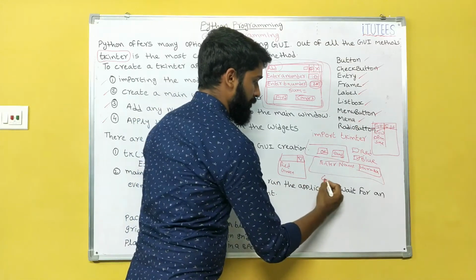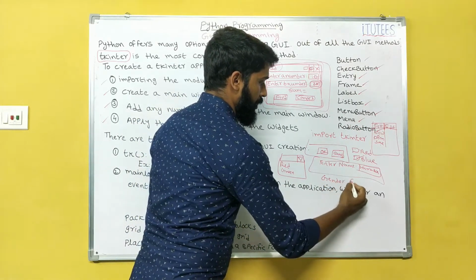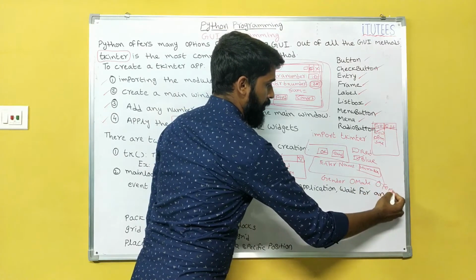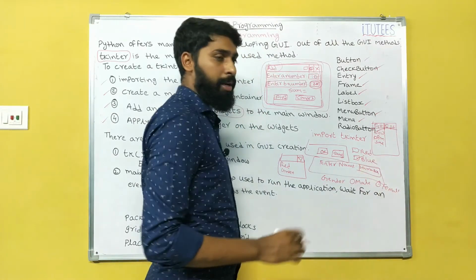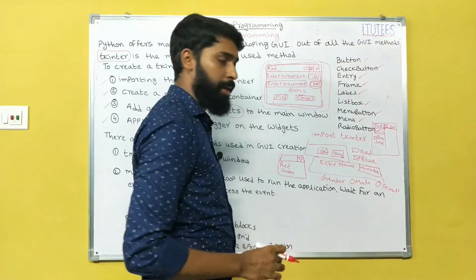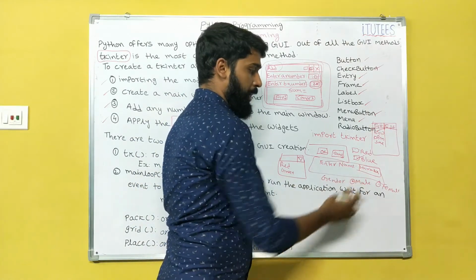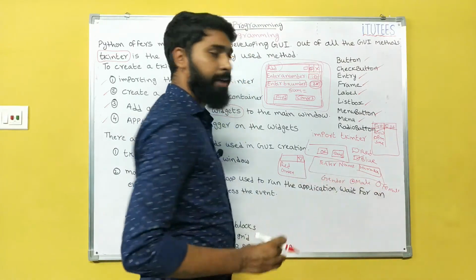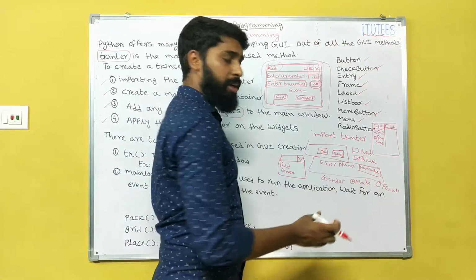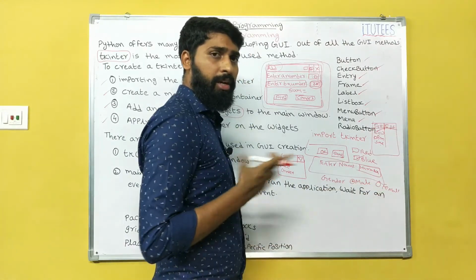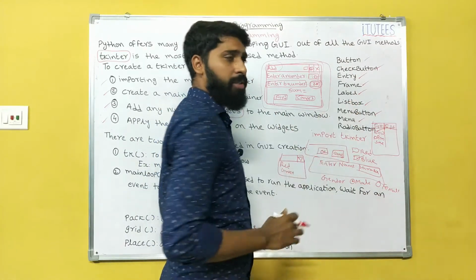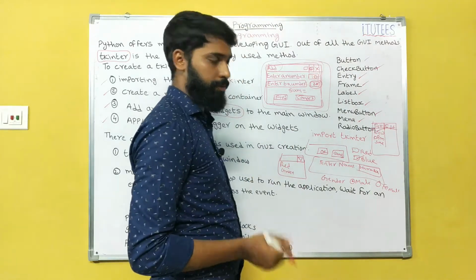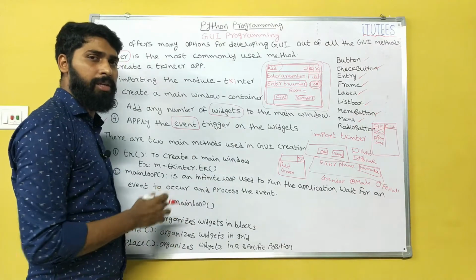Radio buttons. A radio button is, for example, gender: male, female. If you click on female, automatically male will be deselected. If I click on male, automatically female will be deselected. This we call radio buttons. That means if there are 10 radio buttons, we can select only one option. Coming to check boxes, if there are 10 check boxes, you can select all of them. So these are the different widgets available in Python.